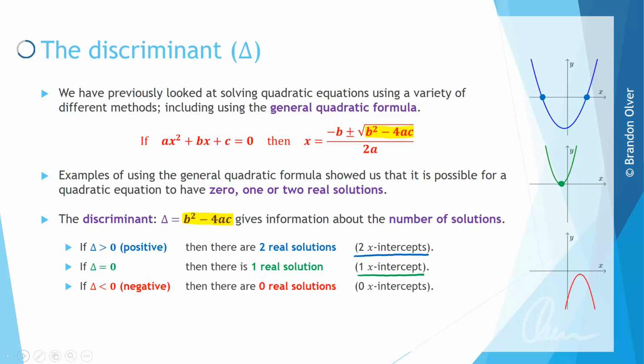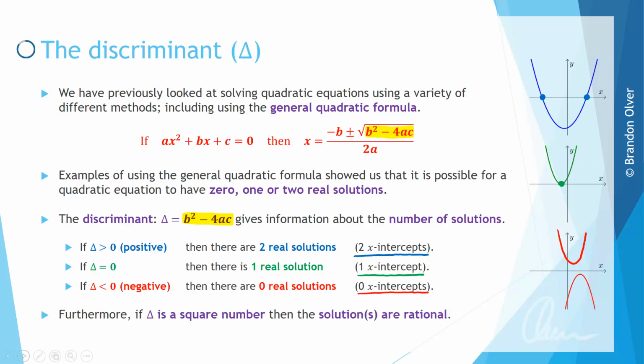Finally, if the discriminant is less than 0, that is, you have a negative value, then there are 0 real solutions to that equation, which means on the graph you won't have any x-intercepts. So for the red graph down here, the third graph that's shown, we can see that the parabola never cuts or touches the x-axis. So for any parabola, we could draw another one up here.